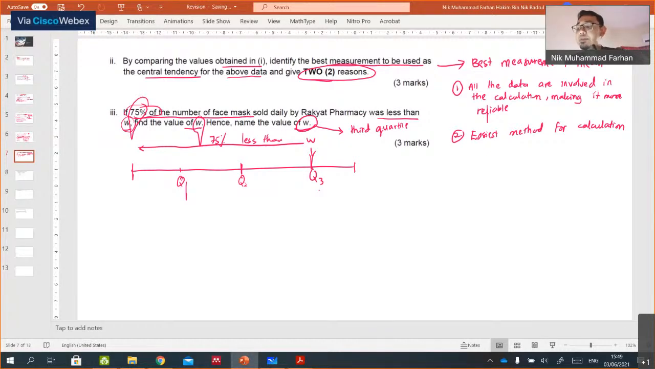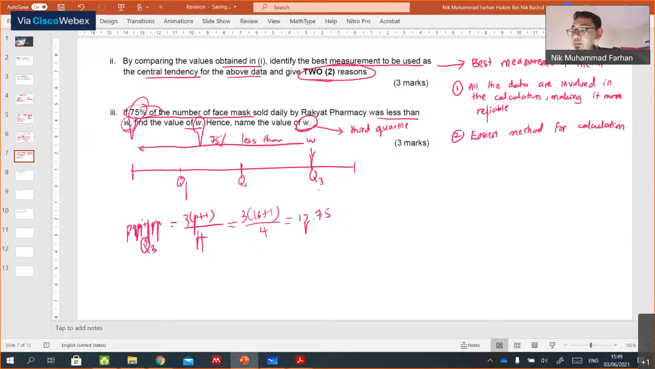How to find the third quartile, right? Firstly you have to find the position. Q3 position is 3 times n plus 1, divided by 4. In this case n is 16, as before. So 3 times 16 plus 1, divided by 4. Use the calculator: 3 times 17 divided by 4 gives 12.75.